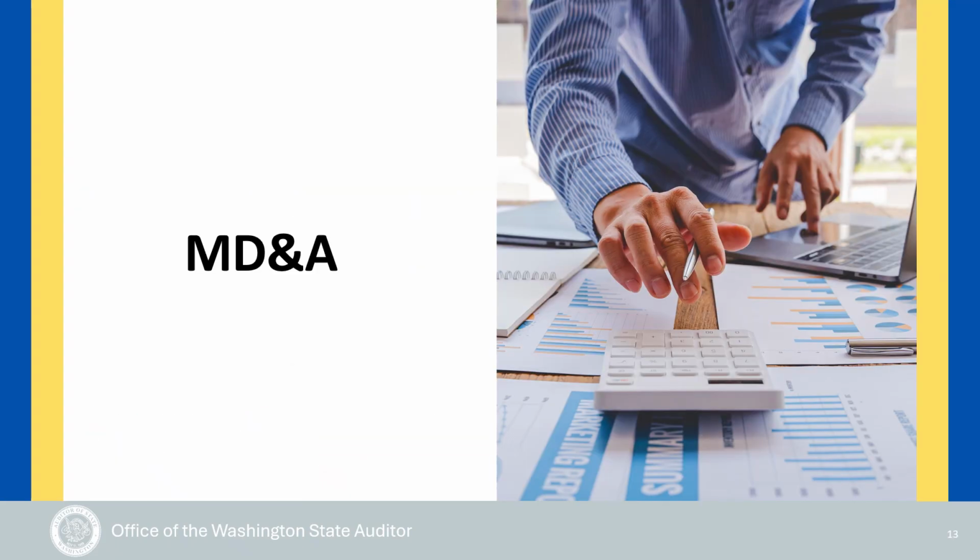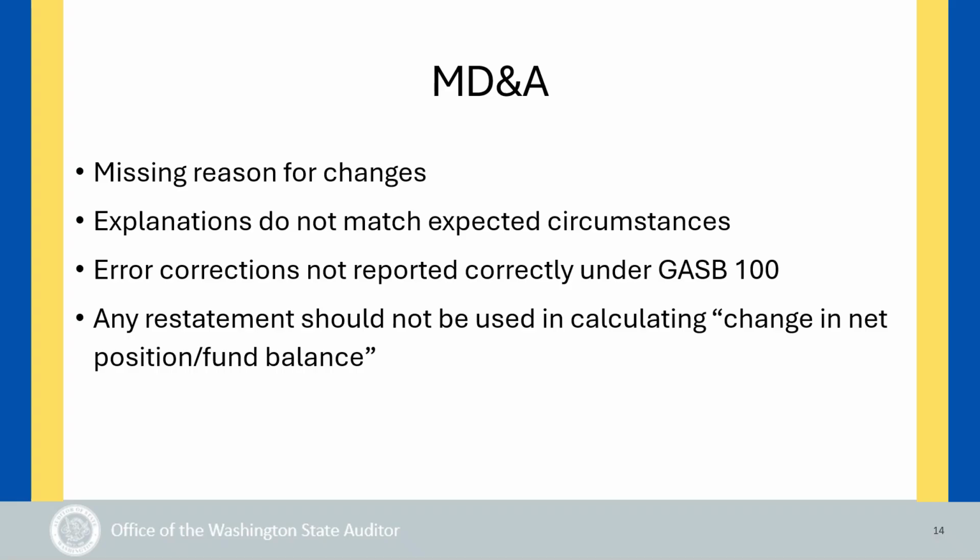Moving on to the MD&A items. The most common MD&A errors that we in GFOA see are missing reasons for changes, explanations do not match expected circumstances, error corrections not reported correctly under GASB 100, restatements being used in calculating change in net position and fund balance. Let's go through some examples of each of these items.